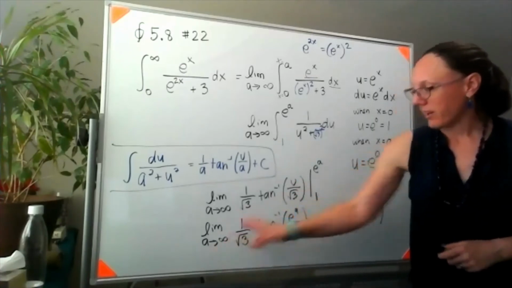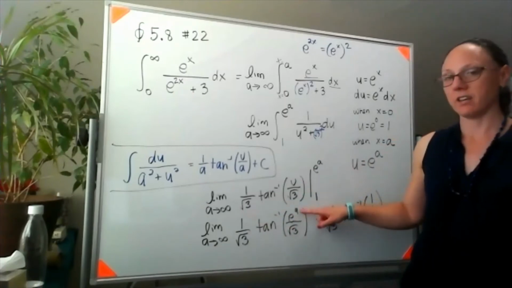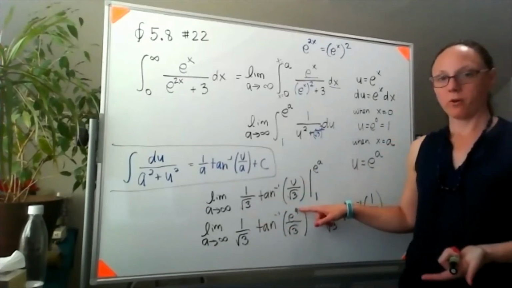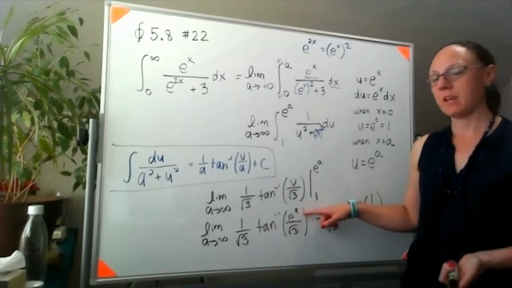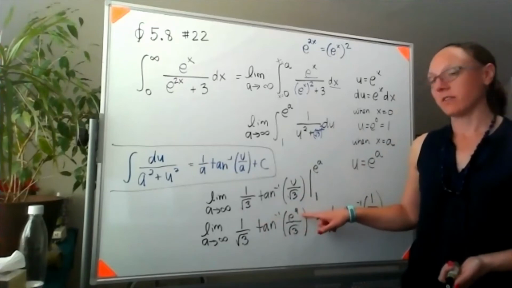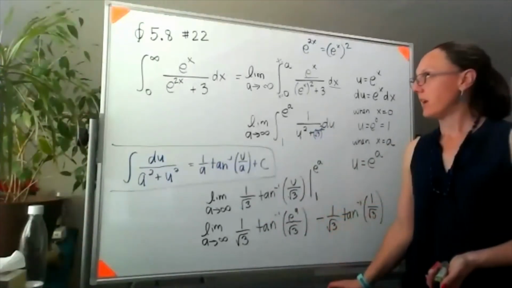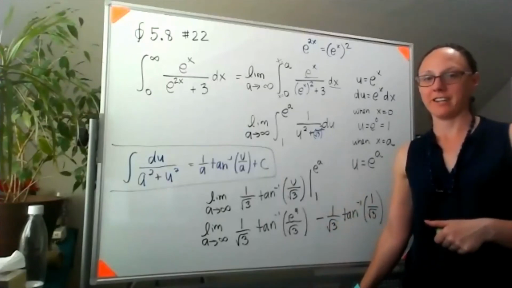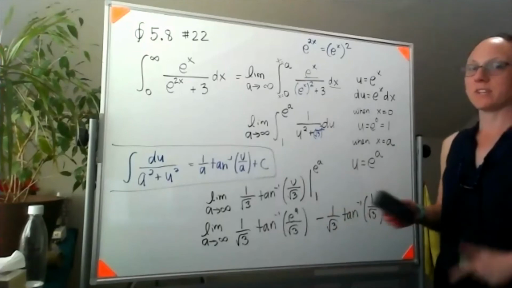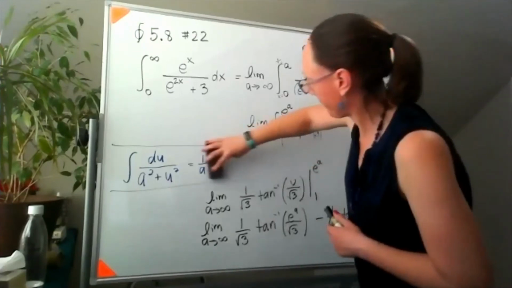As I plug in infinity for a, e to the infinity, like we were talking about before, is infinity. Tan inverse of infinity is pi over 2. And to help us see why tan inverse of infinity is pi over 2, I'm going to need to squeeze a little bit of space in here, so I'm going to get rid of our generalized formula.